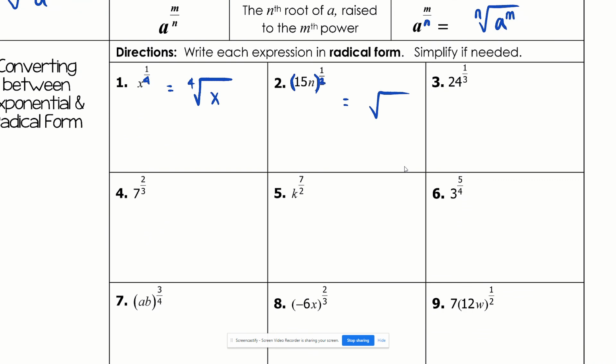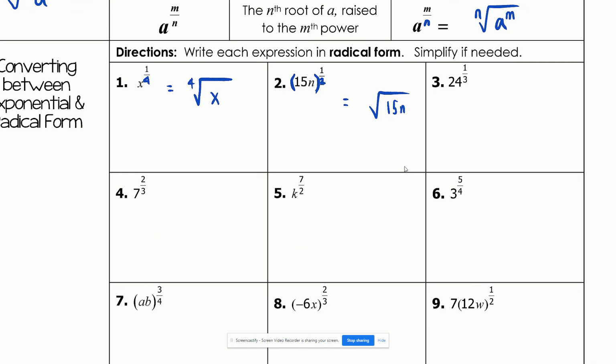The denominator is the root. Now, don't forget, if that's a 2, do I really need to include it in this spot? No. If you write it there, is it going to hurt anyone? No. But I don't need it because it's the square root. Now, what is the radicand? Well, the base of 1/2 is 15n. So 15n, the entire thing goes underneath the radical. And since it's raised to the 1st power, I'll leave it be.